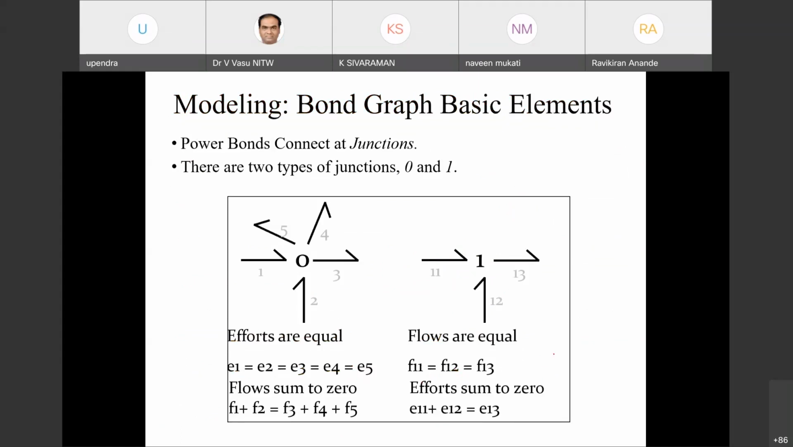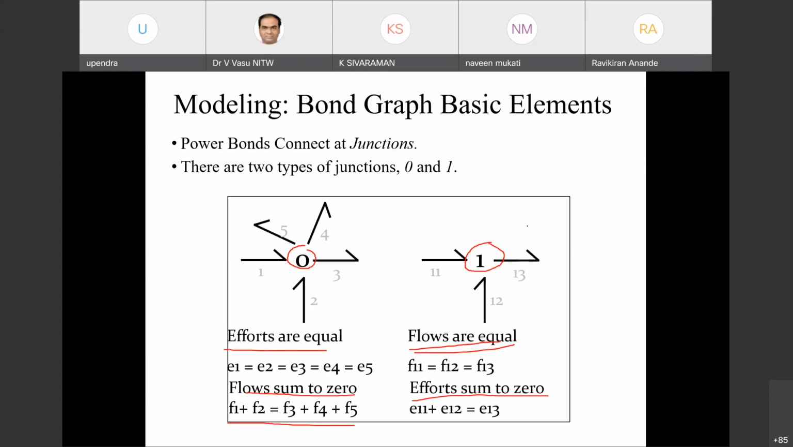We also have two junctions, which I have already explained: the zero junction and the one junction. In the zero junction, the efforts are equal and the flow sum is zero. So at a zero junction the efforts are equated, and the flows must sum to zero, that is F1 plus F2 is equal to F3 plus F4 plus F5. These are the flow sums.